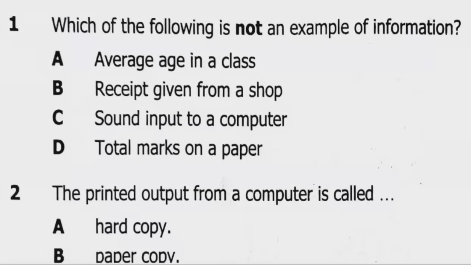Okay, we come to question 1. Which of the following is not an example of information? A. Average age in class. B. Receipt given from a shop. C. Sound input to a computer. D. Total marks on a paper. Okay, so let me talk about these options.